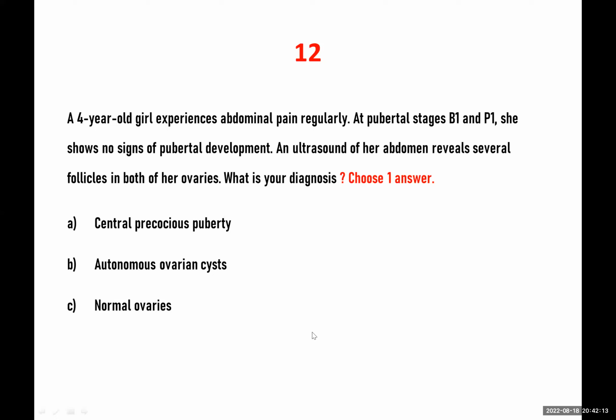But you have to know that in up to 5% of girls, you may find a follicular cyst, a follicle with a cyst usually less than 2 millimeters, and this can be considered normal ovaries for a prepubertal girl.